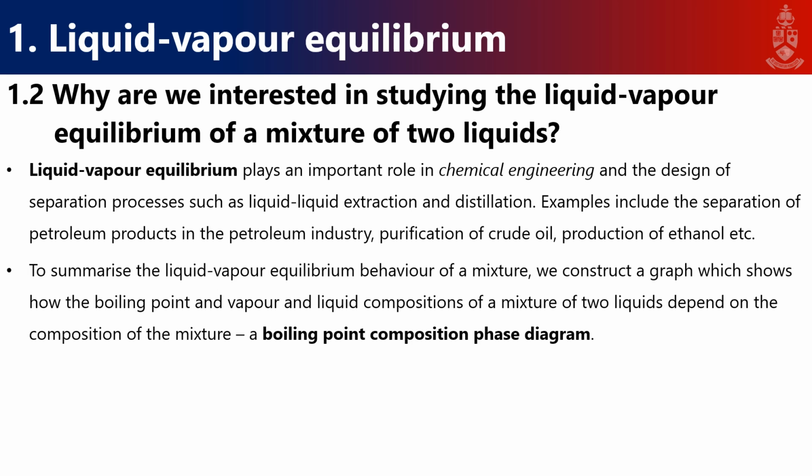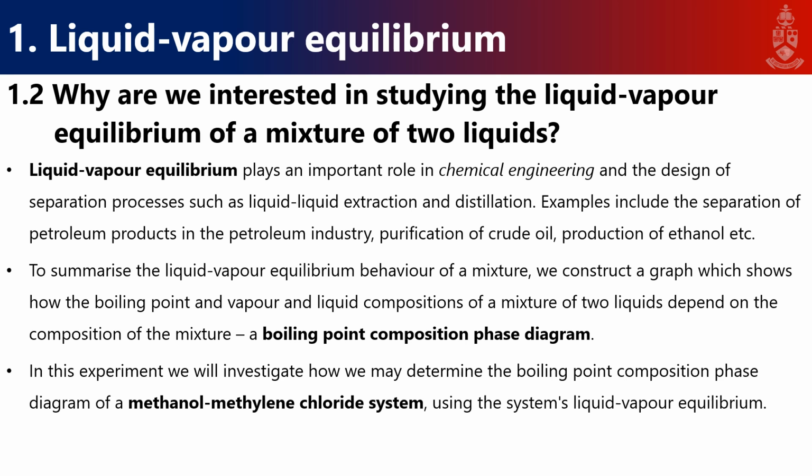So how do I describe my liquid vapor equilibrium behavior of a mixture? So what we will do is we will summarize the equilibrium behavior by constructing a graph that shows how the boiling point and the vapor and liquid compositions of a mixture of two liquids depend on the composition. And this we're going to call a boiling point composition phase diagram. So this is a lot of words. I hope that by the end of this lecture you'll have a better idea on how to do this.